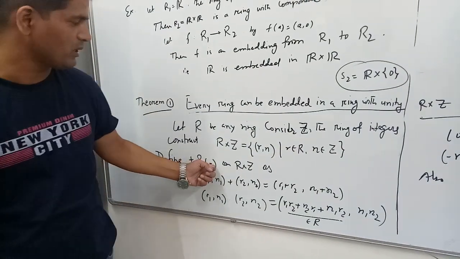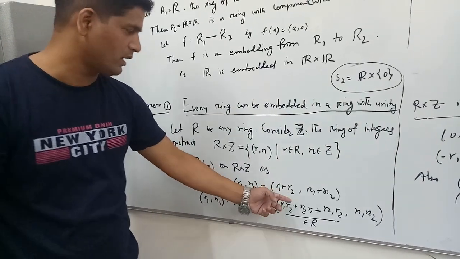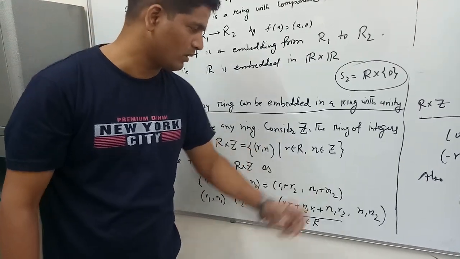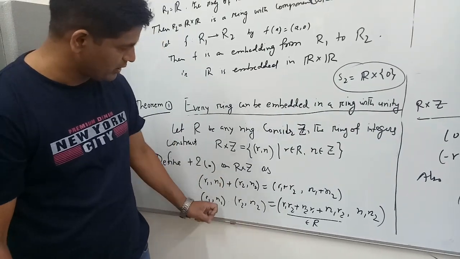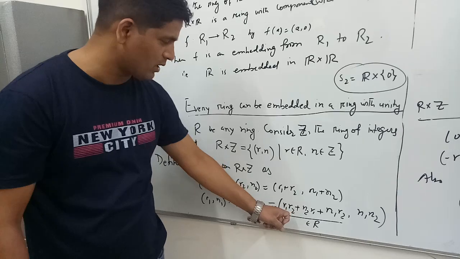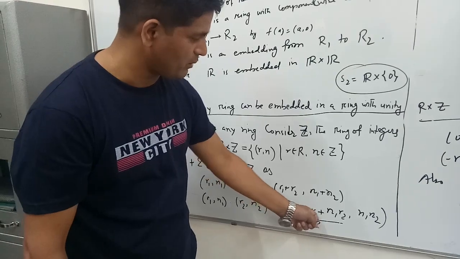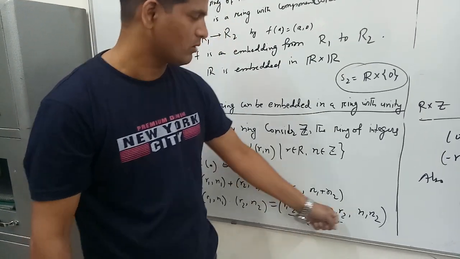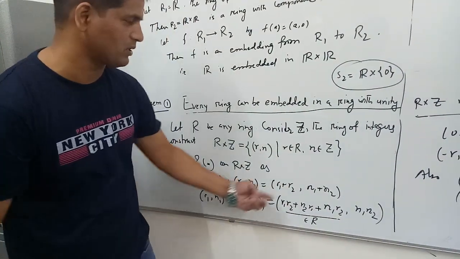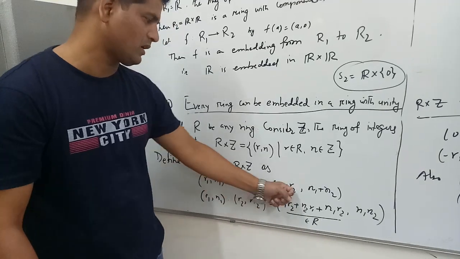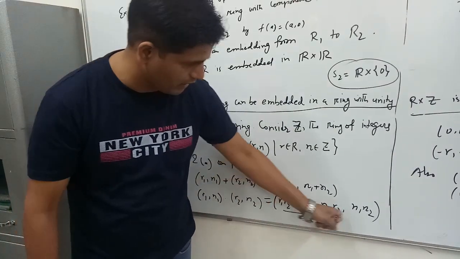Now define addition and multiplication on R cross Z as (r1, n1) + (r2, n2) defined as (r1 + r2, n1 + n2), and multiplication is defined like this: (r1, n1)(r2, n2) = (r1 r2 + n2 r1 + n1 r2, n1 n2). Now these addition and multiplication are closed because r1 + r2 is in R and n1 + n2 is in Z, and n1 n2 is in Z.